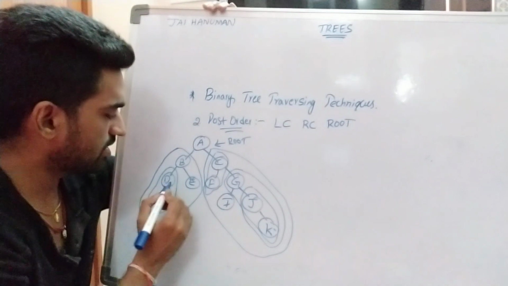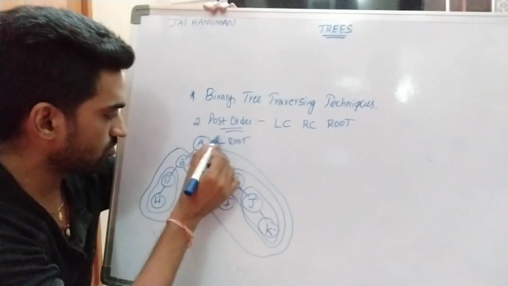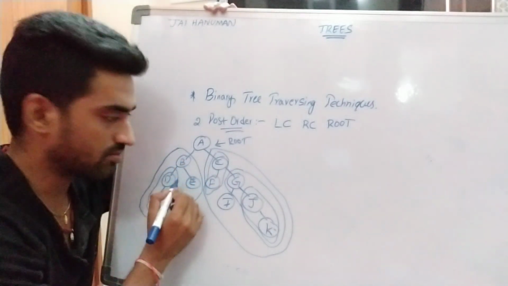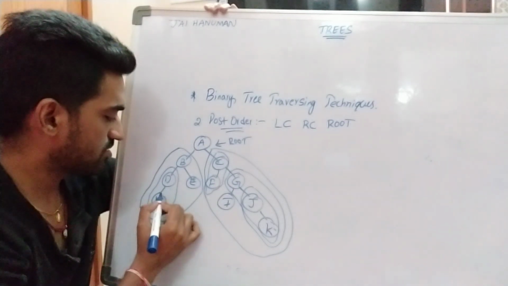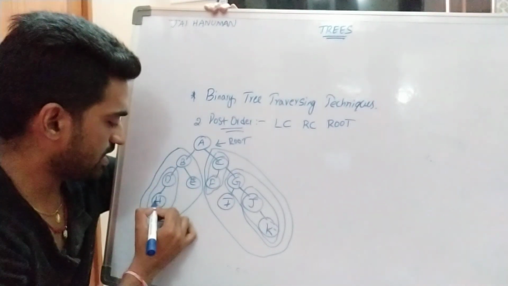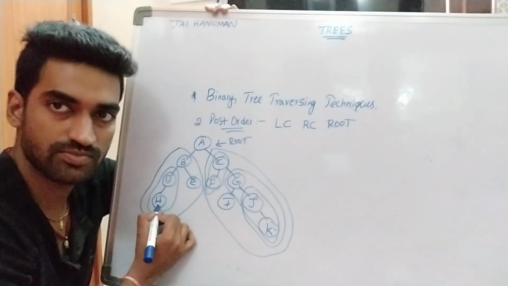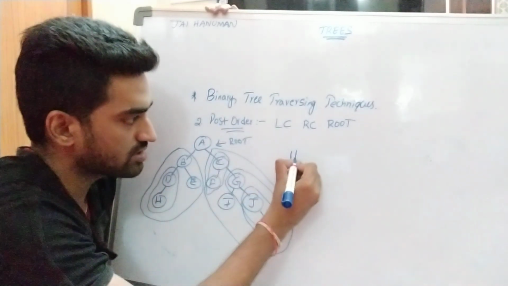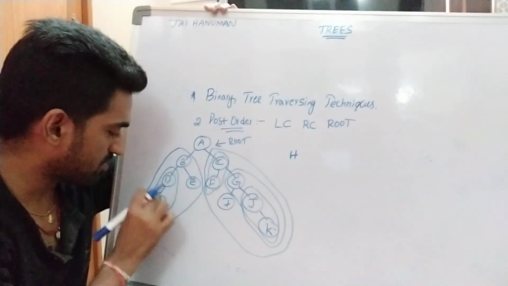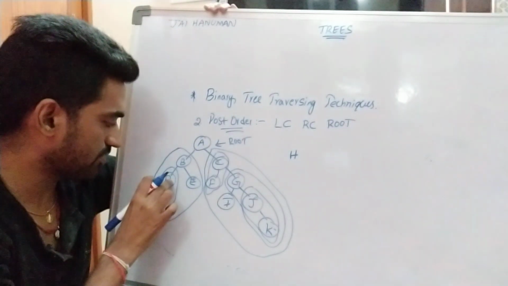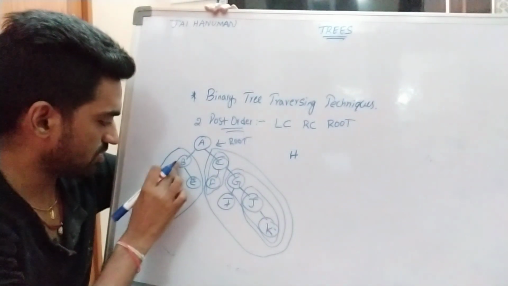So first of all here, what is the left subtree for this one? For root, B is the left subtree, right? So for B again one more subtree is there. So that is D, H. So this subtree contains, what is the left child? H, right? So here first of all we visit H, right? For this subtree, this is the root, this is the left.